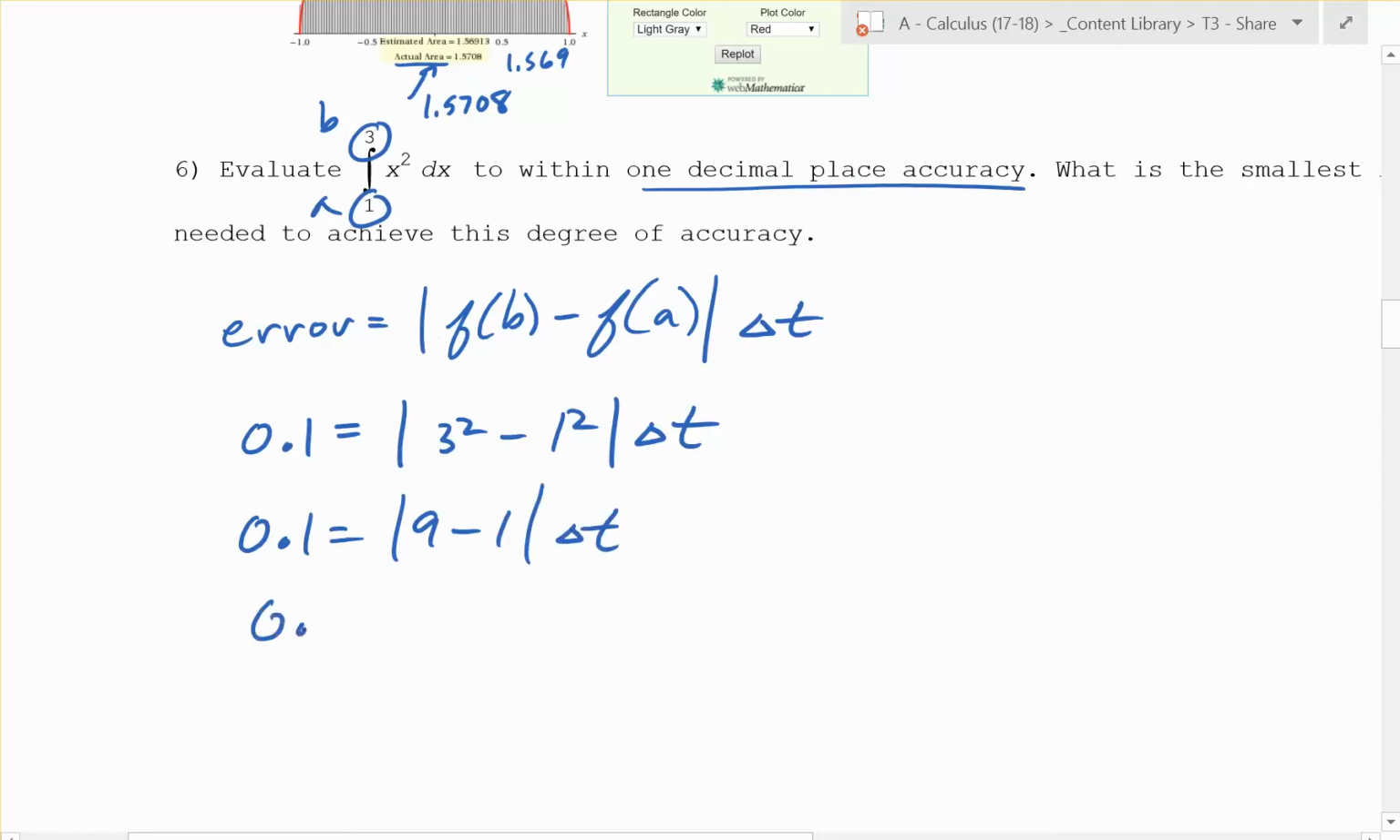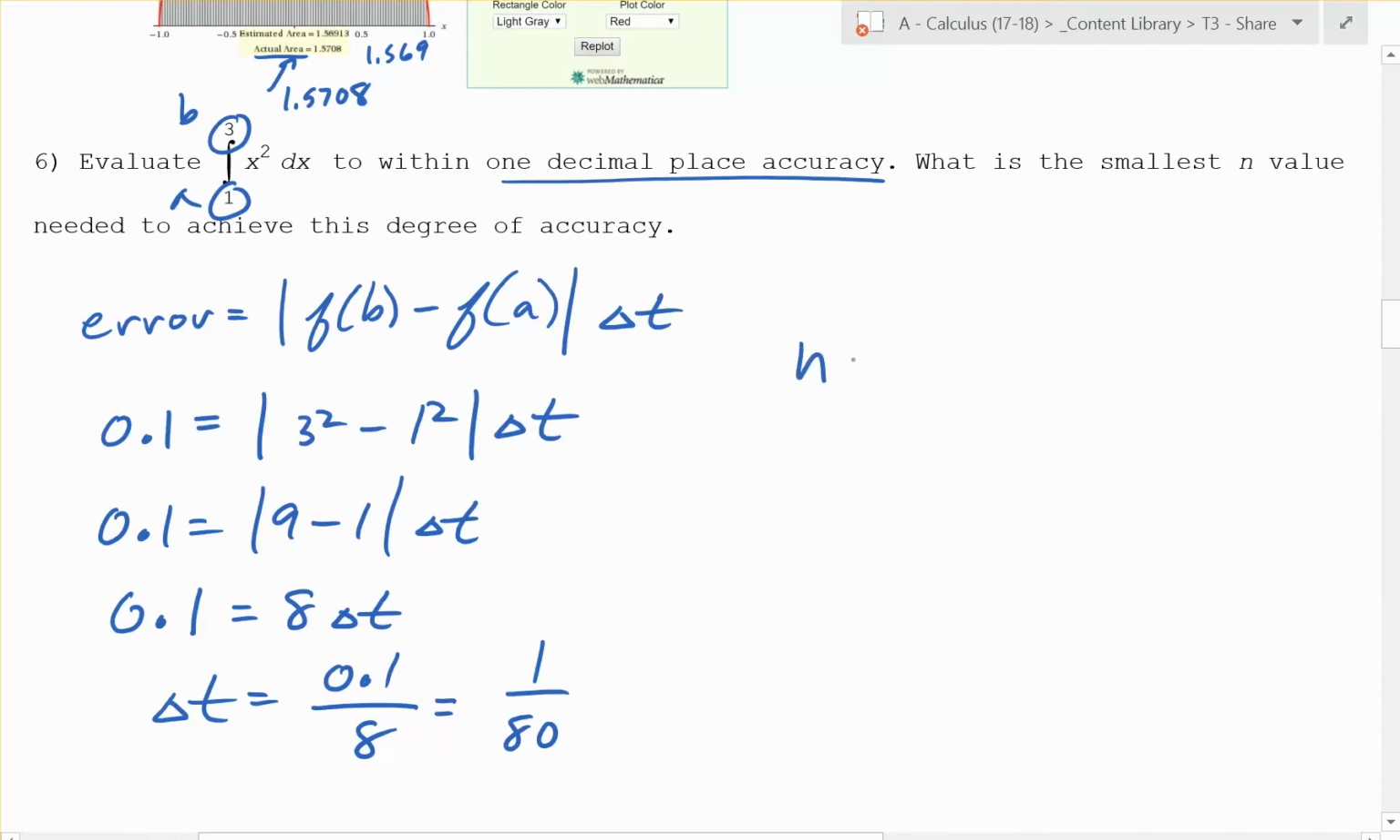So therefore 0.1 is equal to 8 delta t. So what does that mean? Delta t is equal to 0.1 over 8, which is 1/80th. So we know that delta t has to be 1/80th. Well, we also know that n, the number of intervals, is equal to (b minus a) over delta t.